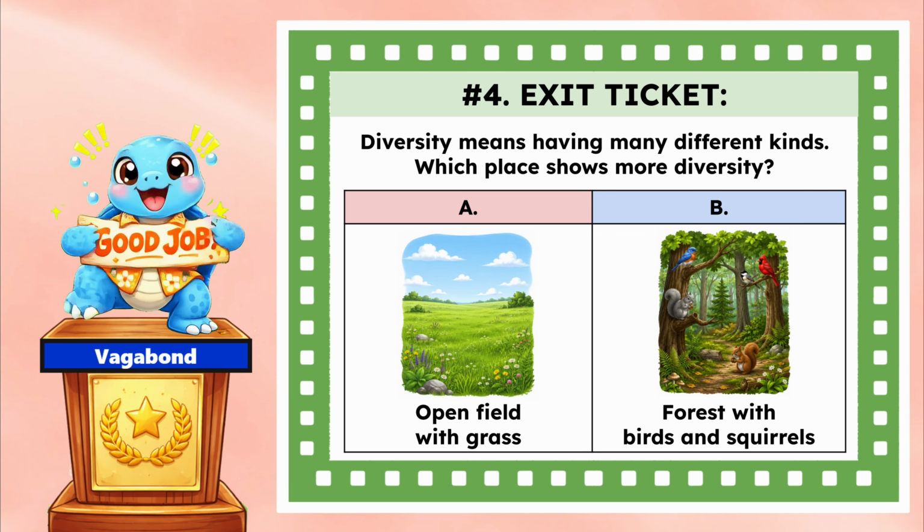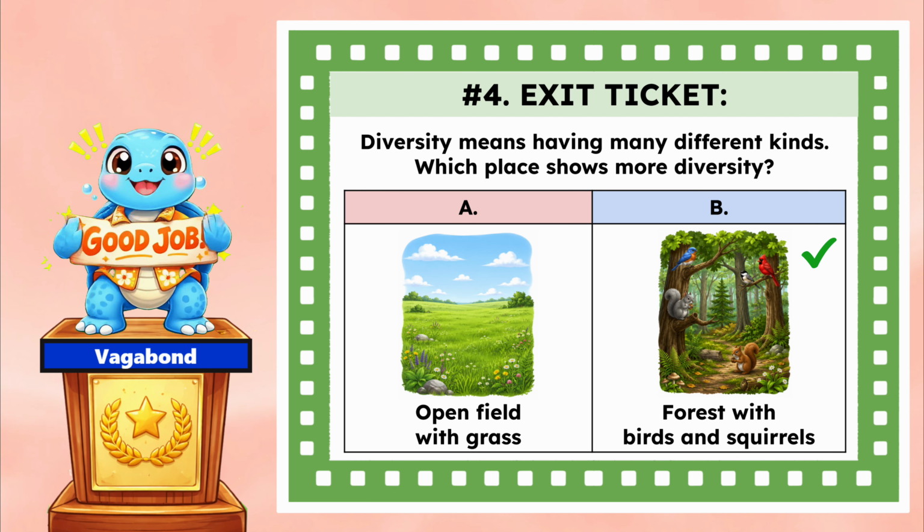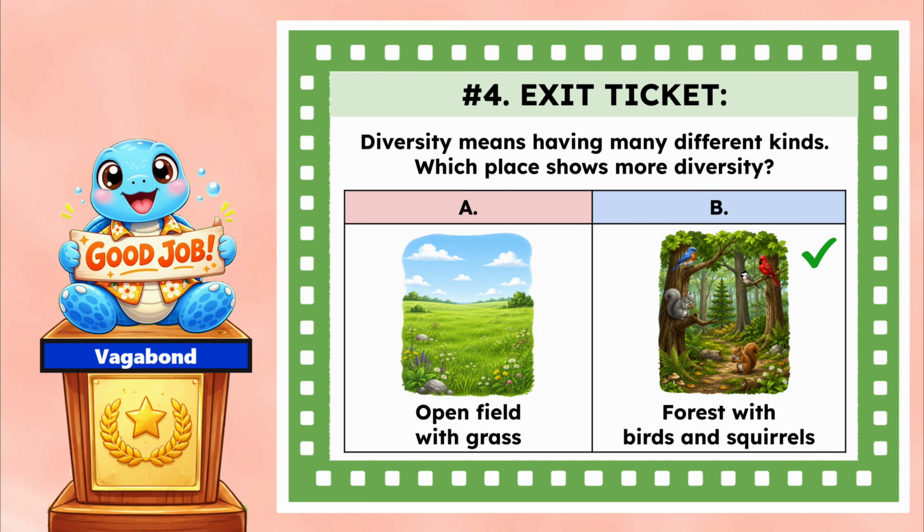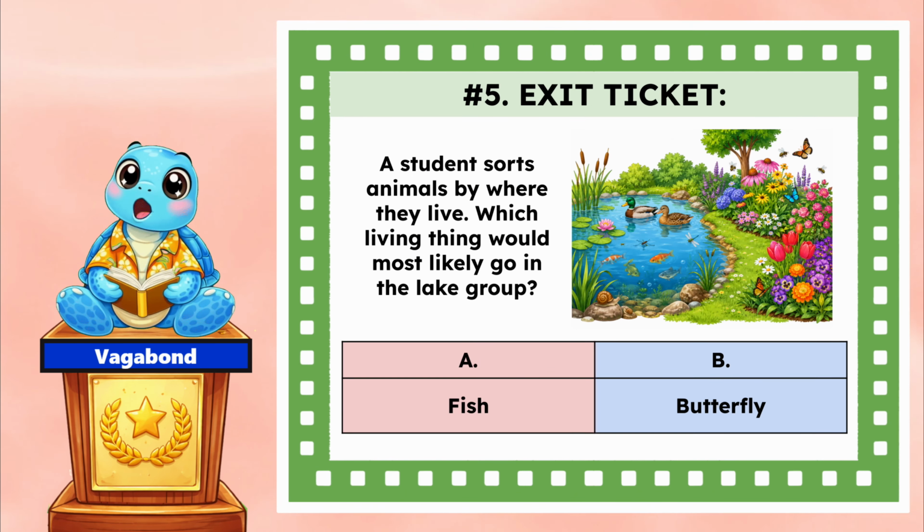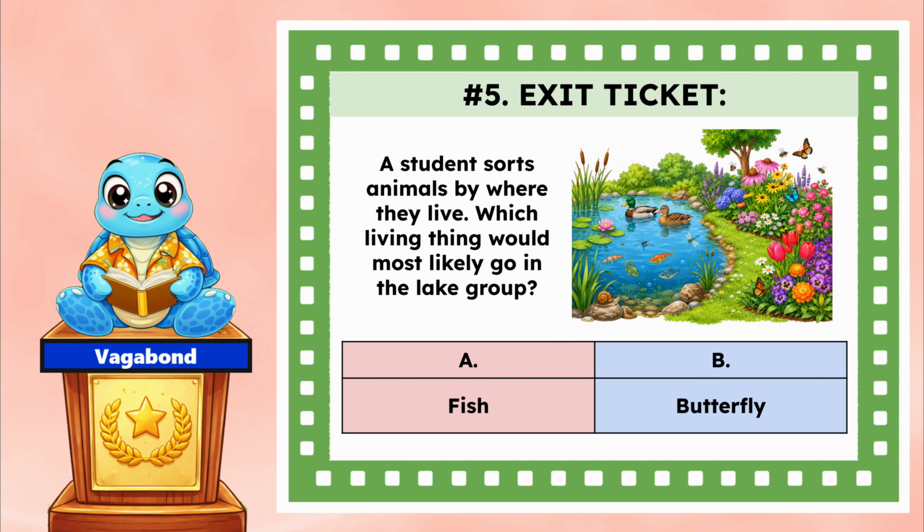And the correct answer is letter B, forest with birds and squirrels. A student sorts animals by where they live. Which living thing would most likely go in the lake group?